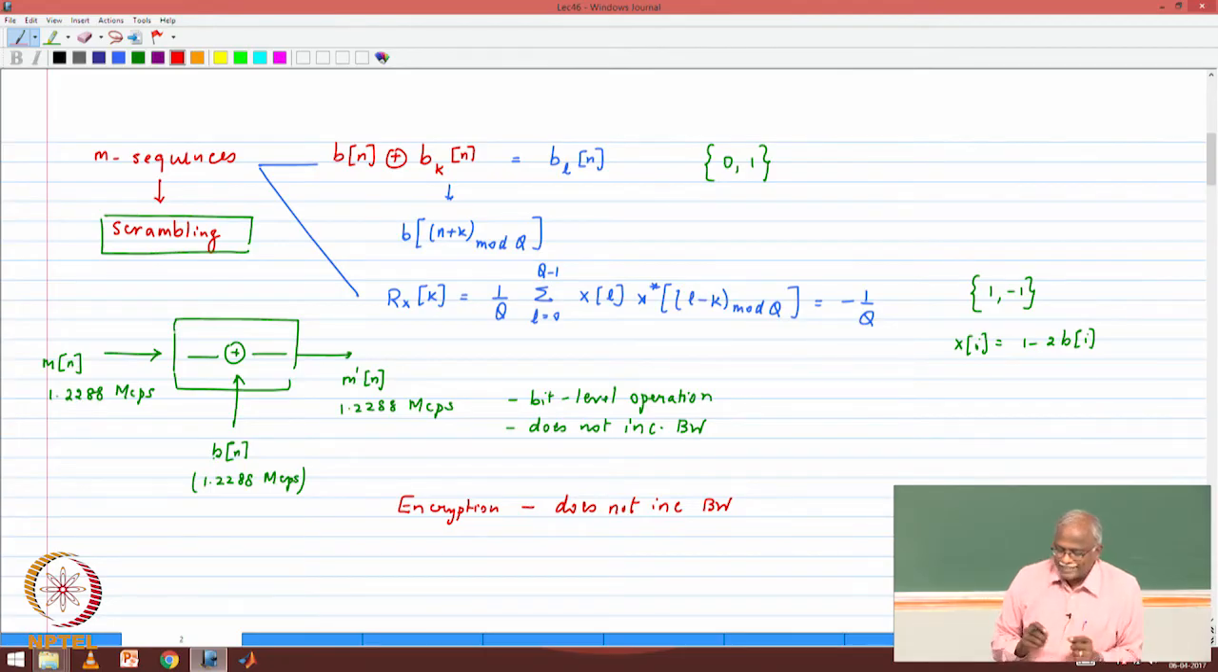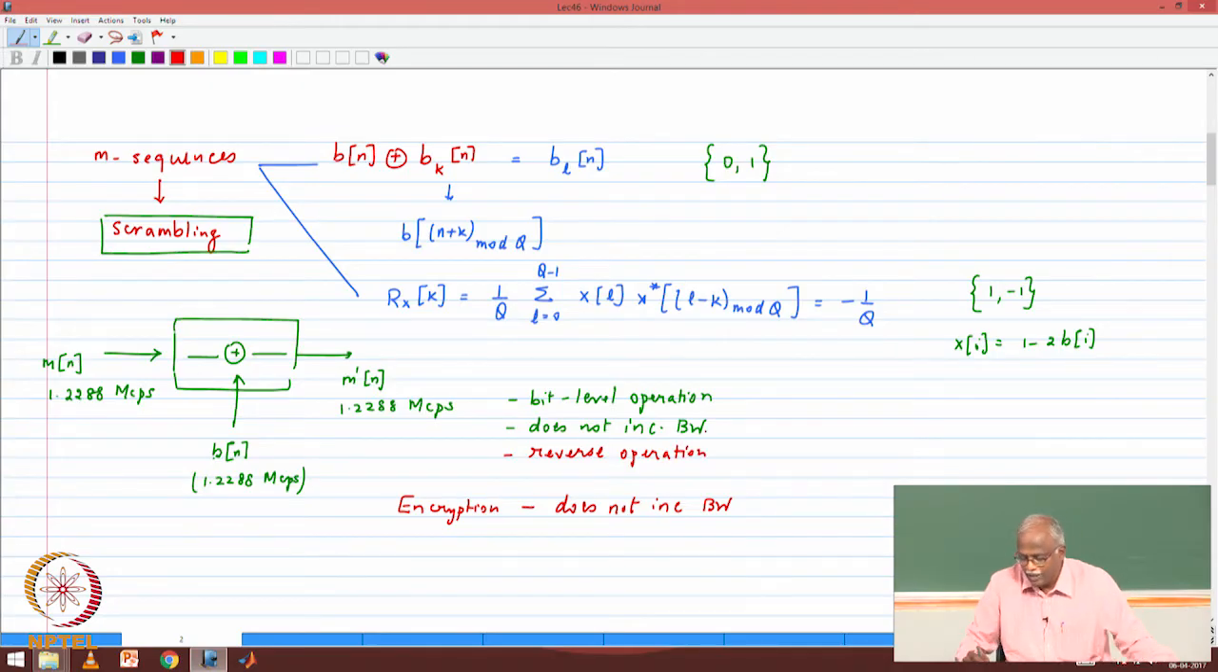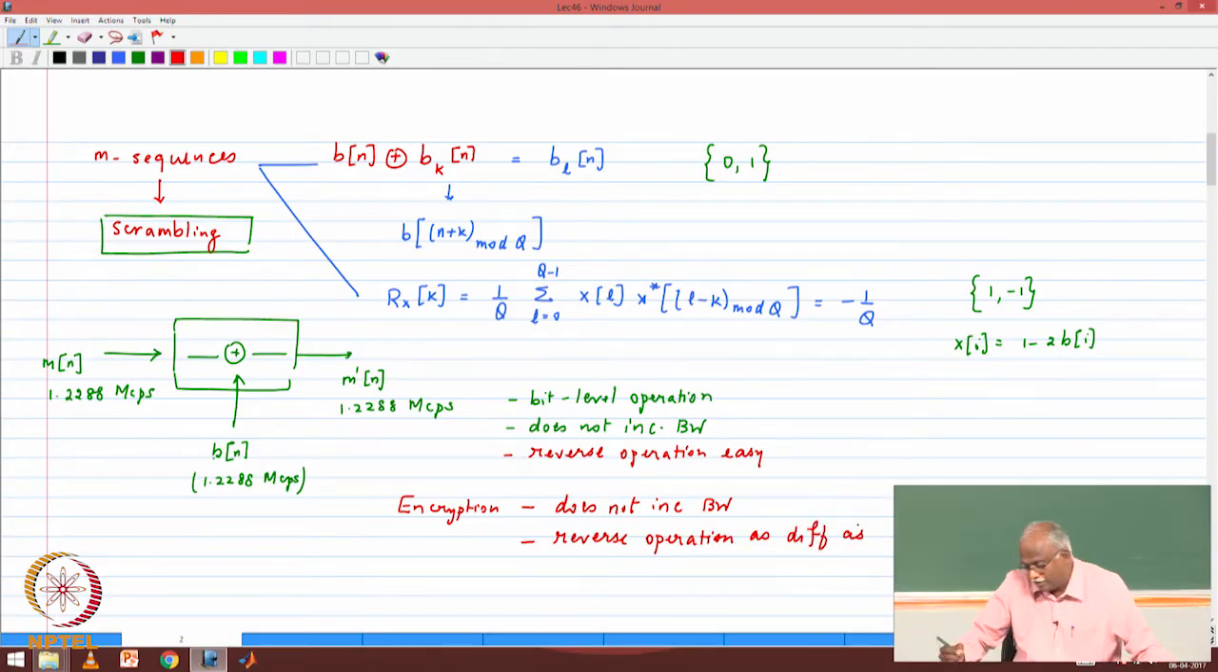Because undoing the scrambling should be very easy, once you know the M sequence. So the reverse operation is easy for scrambling. Whereas for the encryption, you want the reverse operation to be as hard as possible. So there is a fundamental difference. You want to make the reverse operation as difficult as possible, so that an unwanted user may not have access to the information.